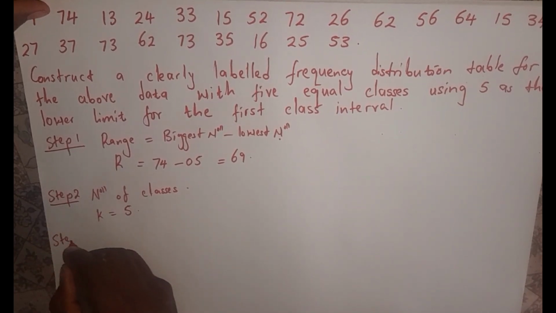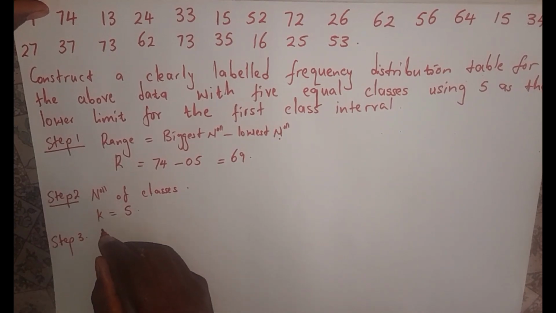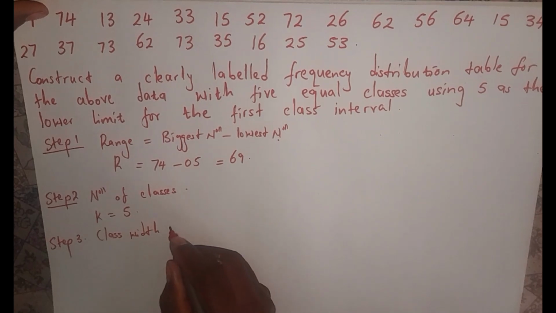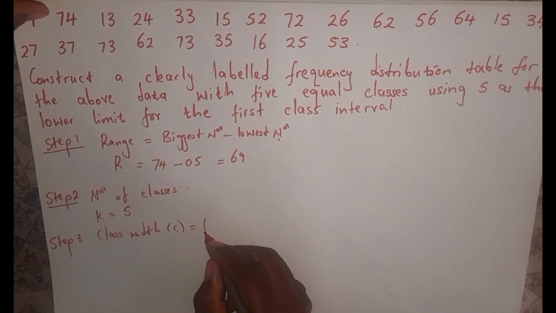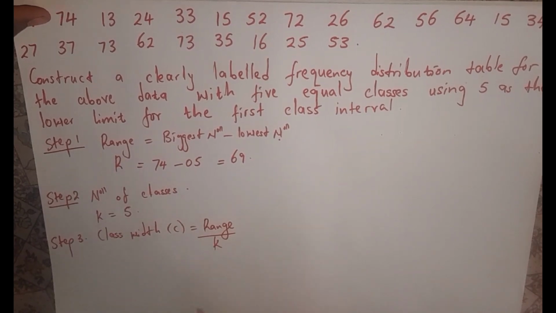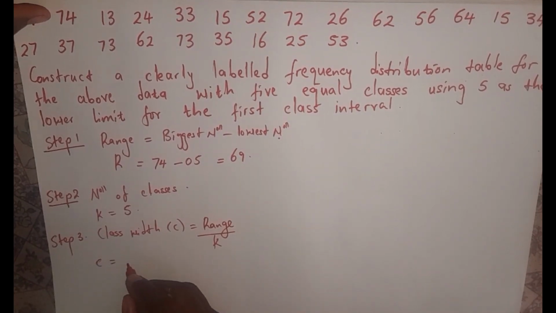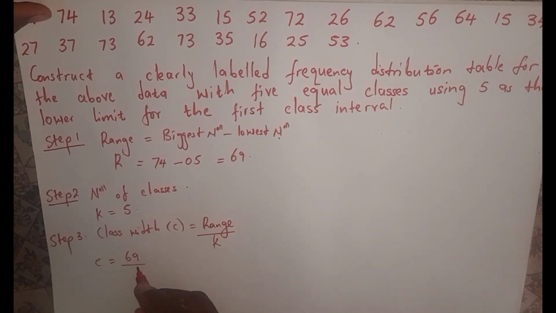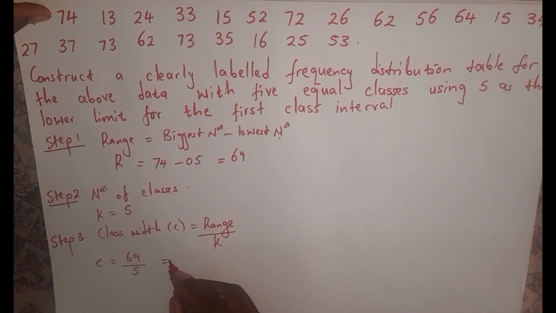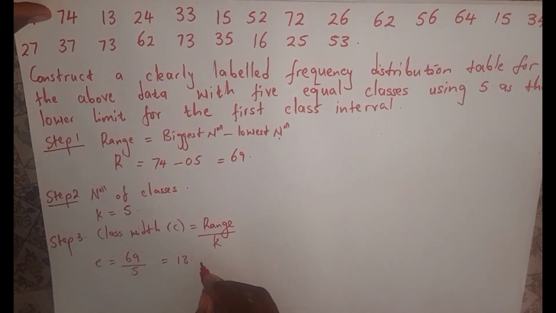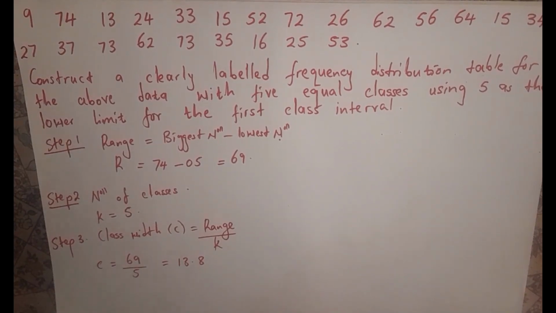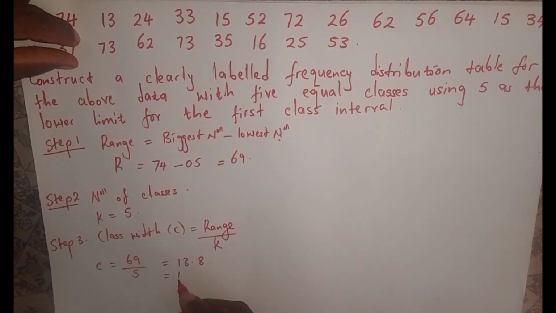Then step 3, we need to calculate the class width. So the class width is equal to the range over the number of classes. From our data, the range is 69 and the number of classes is 5, so we're going to get a class width of 13.8. If we get a class width with a decimal, we have to round it to the next whole number. So here we're going to write 14.